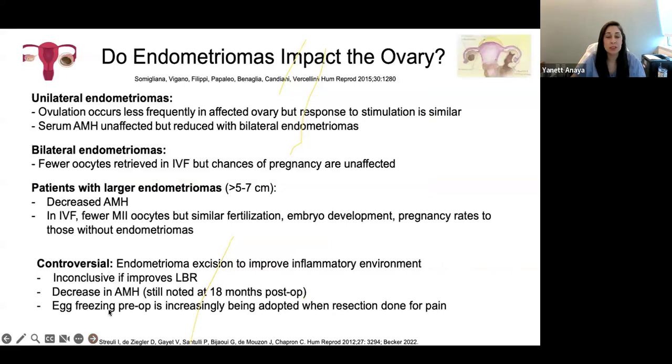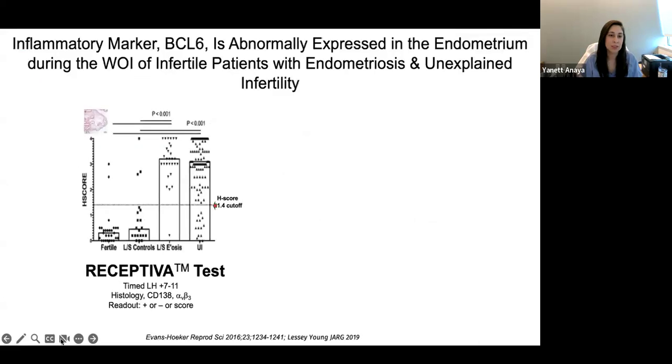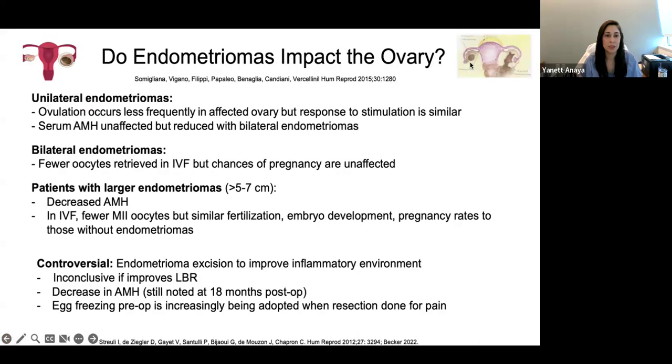Now, one of the other things to consider is endometriosis of the ovary, and how does that impact the ovary and fertility. Whenever you have endometriomas on just one side, we do see that ovulation may be less common on that ovary. But whenever you stimulate the ovaries, specifically in IVF, you actually see a very similar response. Looking at the ovarian reserve, we do see that with a single endometrioma, the egg reserve is not affected.